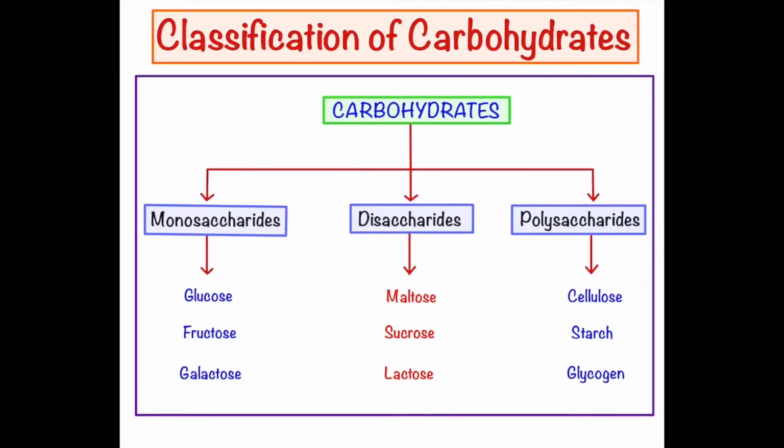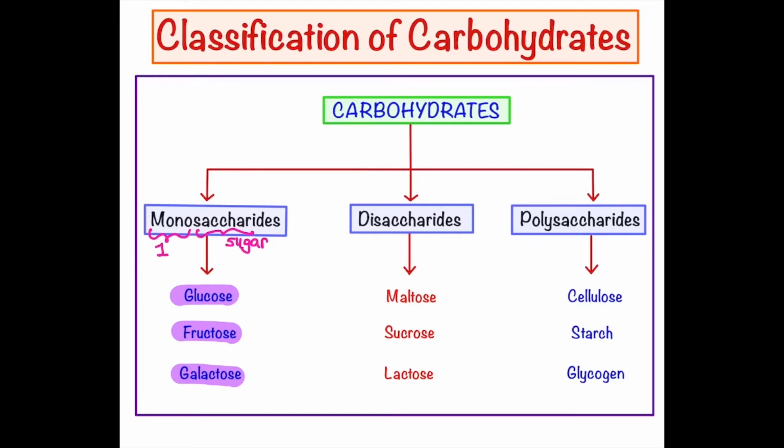Now mono always stands for one. It's a Greek word basically, as are monosaccharide, disaccharide and polysaccharide. Mono stands for one and saccharide stands for sugar. So when only one sugar or a simple sugar is present, it is called a monosaccharide. The examples of monosaccharides are glucose, fructose and galactose. These three are monosaccharides, meaning single sugars.